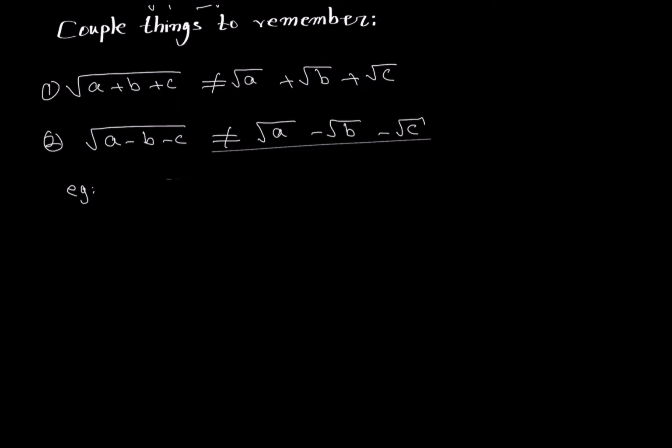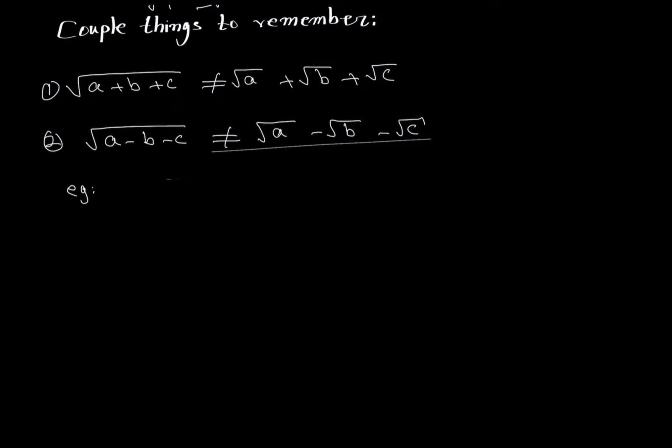I said a couple of things to remember here. The square root of a plus b plus c is not equal to the square root of a plus the square root of b plus the square root of c. In the same manner, it's not equal for subtraction of these same letters. The square root of a minus b minus c is not equal to the square root of a minus the square root of b minus the square root of c. And how do we claim that?